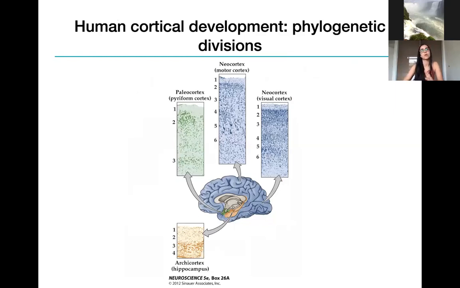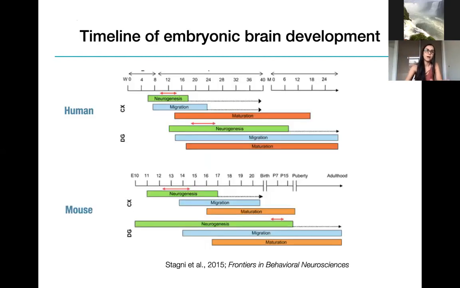And in this talk, I'm going to talk about two regions of the cortex. I'm going to talk about the neocortex, and also the hippocampus, more specifically the dentate gyrus. The hippocampus is phylogenetically older and more primitive than the neocortex. But I will exemplify these two regions. And obviously, we are trying to understand here the human brain development.